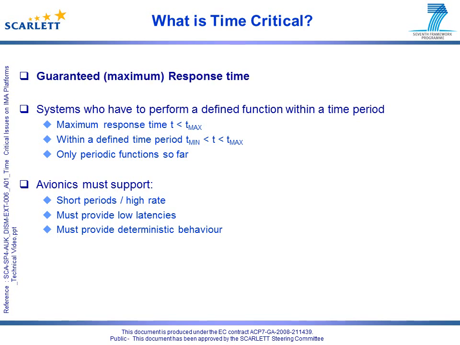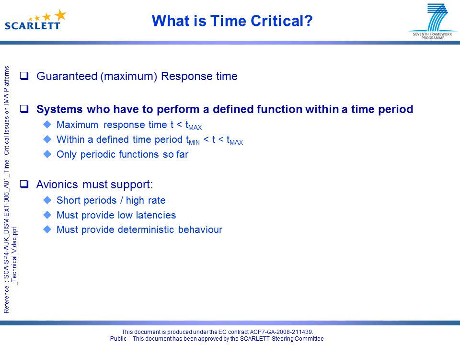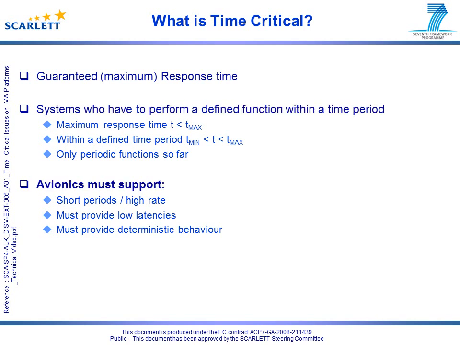Essentially, any event which requires a guaranteed maximum response time is time-critical. This becomes difficult when the required response time is less than 20 milliseconds and maybe as low as 5 milliseconds in some cases. It can also specify a time window, for example 4 to 5 milliseconds, where 3 milliseconds or less is a failure and 6 milliseconds or more is a failure. Therefore, the avionics must support short periods, high rate, must provide low latencies, and must provide deterministic behavior.